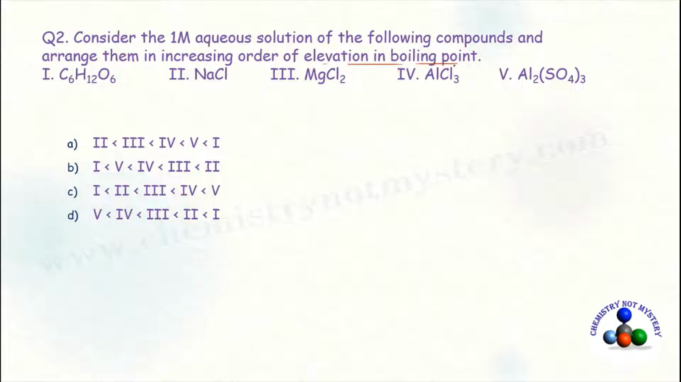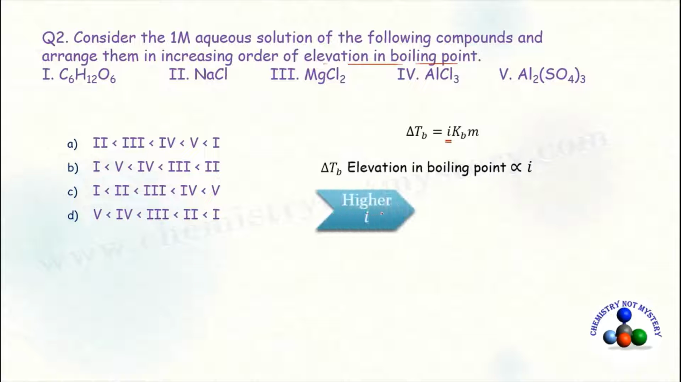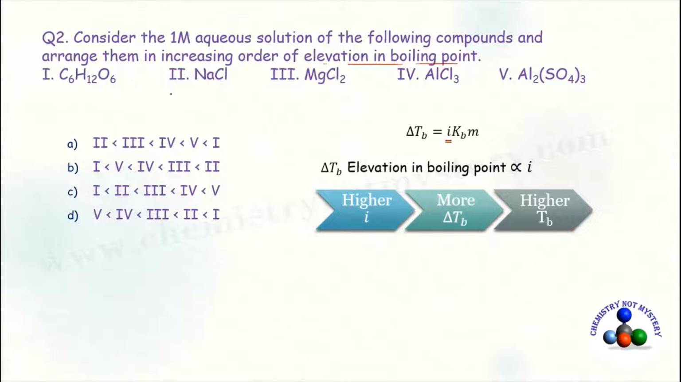For elevation in boiling point, we have the formula delta Tb is equal to Van't Hoff factor I multiplied by Kb into M. Delta Tb is the elevation in boiling point and it is directly proportional to the Van't Hoff factor I. So for a higher value of Van't Hoff factor, the elevation in boiling point will also be higher. And as there is more elevation in boiling point, the solution will also have a higher boiling point. Here we have to arrange them in increasing order of elevation in boiling point. So let's examine each option one by one.